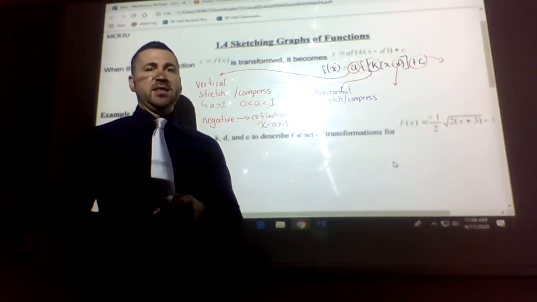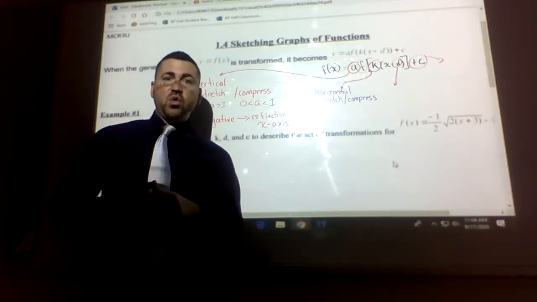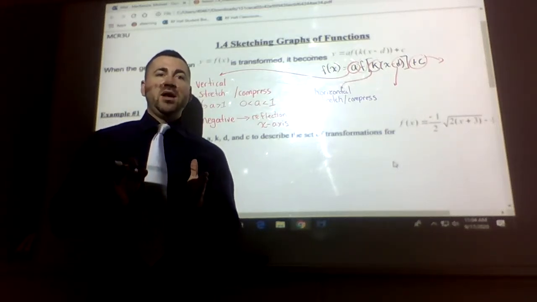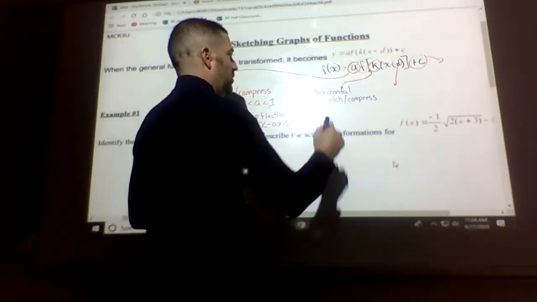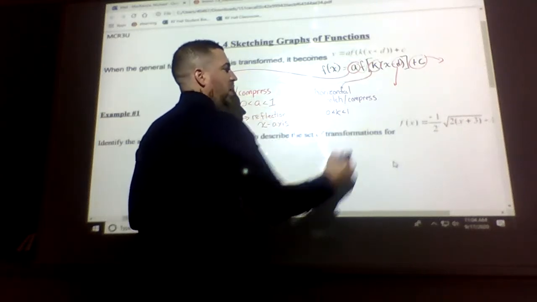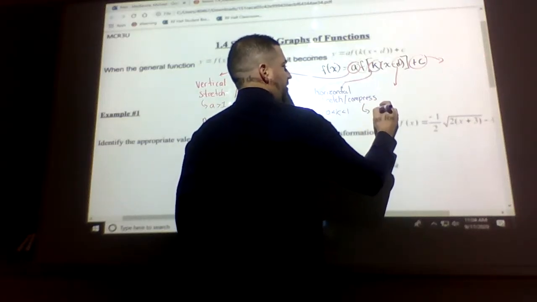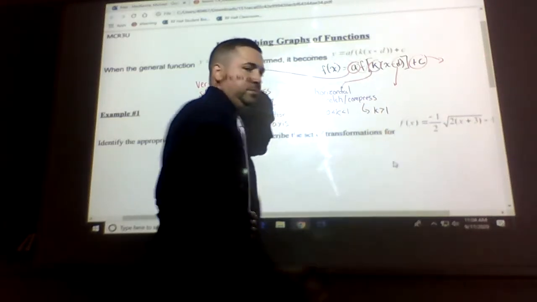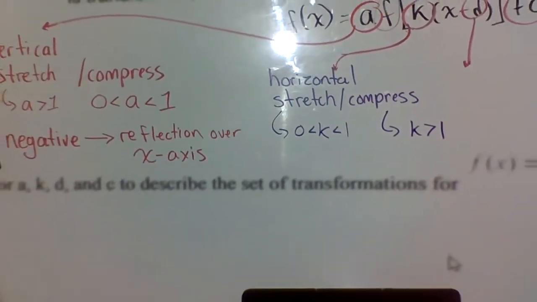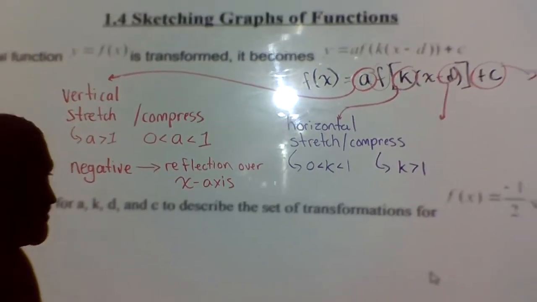Do remember that the k value is the opposite. So if it's larger than 1, it compresses the graph. If it's between 0 and 1, it then stretches the graph. So just because the glare is there, horizontal stretch or compress. If it's between 0 and 1, it's a stretch. If it's greater than 1, it is a compression.